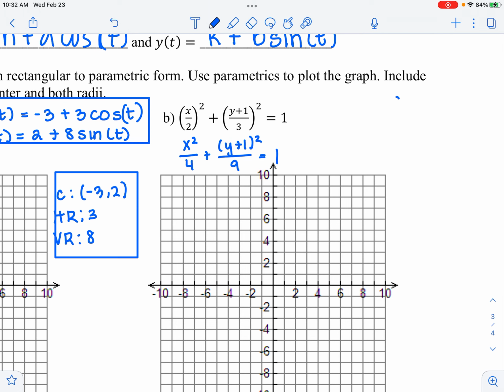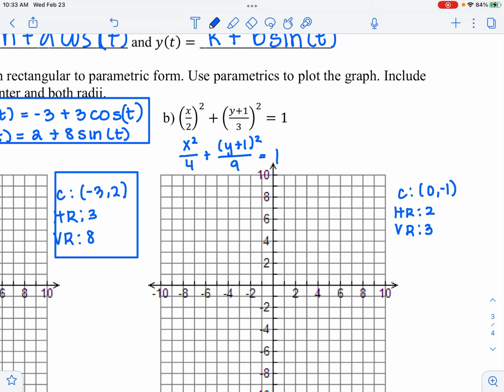All right, so I need my center, and I need my horizontal radius and my vertical radius. And then once I have these, I am going to write my two equations. All right, so my center is 0, negative 1. Horizontal radius is 2. Vertical radius is 3. So remember, you're doing horizontal radius, vertical radius. Don't call them A and B because then you're going to end up confusing yourself.